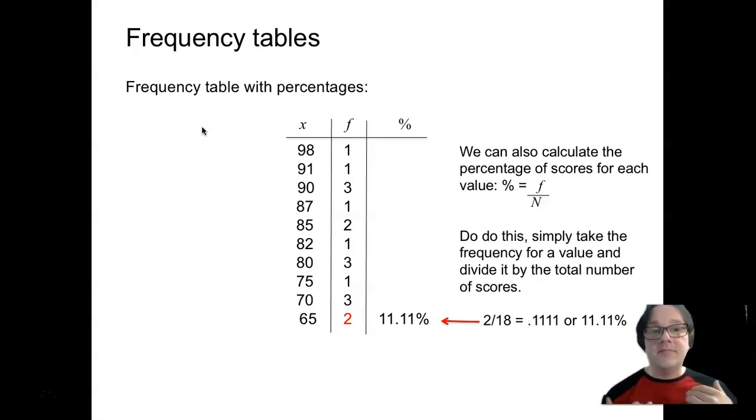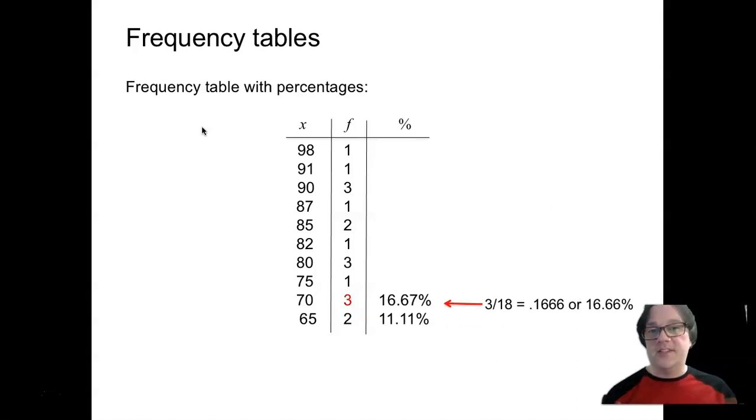So I'm just going to take 2, divide that by 18, and I end up with 0.1111, which is a proportion. Proportions are decimals. To turn a proportion into a percentage, you just multiply it by 100, right? So we take that 0.1111, multiply it by 100, and we end up with 11.11%.